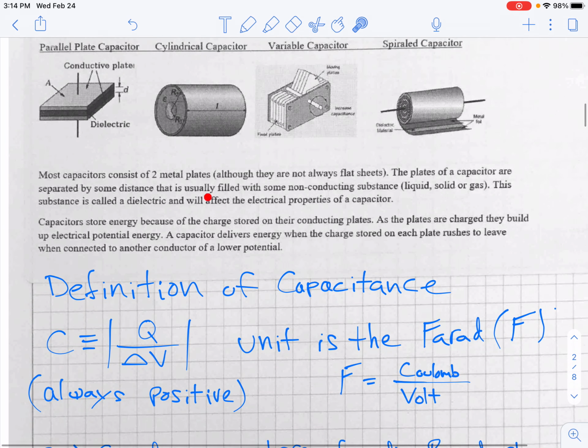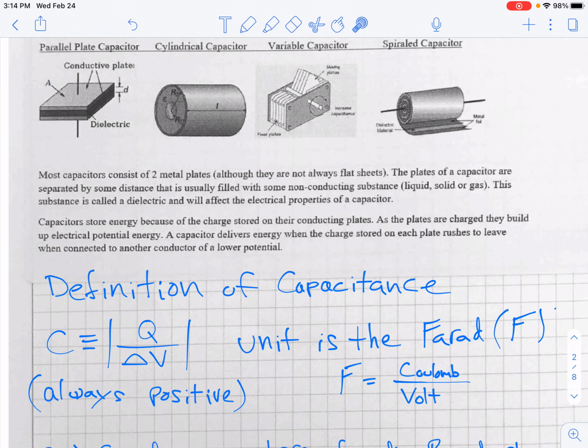Definition of capacitance was C equals Q over delta V. Absolute value, capacitance is always positive. So it doesn't matter if you use Q as positive or negative, delta V as positive or negative. The Q here refers to the charge on a single plate. The plates will have equal and opposite charges, so the net charge on the capacitor will be 0. But this is the charge of a single plate.